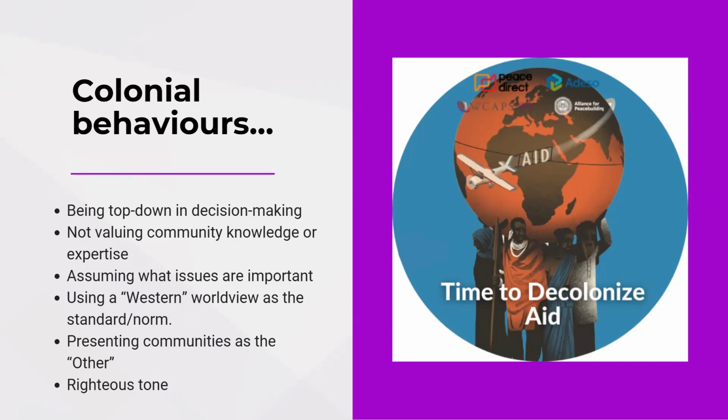So being top down in decision making is often a really key one. Colonial powers came into territories that had people living in them, and they made decisions for populations, not with them, and engaged in very hierarchical decision making about what they felt was right for those people. They didn't value community knowledge or expertise, but were very much focused on enforcing what their knowledge was and what their expertise was. Their knowledge was presented as the ideal and what counts. They assumed what issues were important to people, and they used a Western worldview as the standard or norm. This is what counts as being modern. This is what counts as correct behavior.